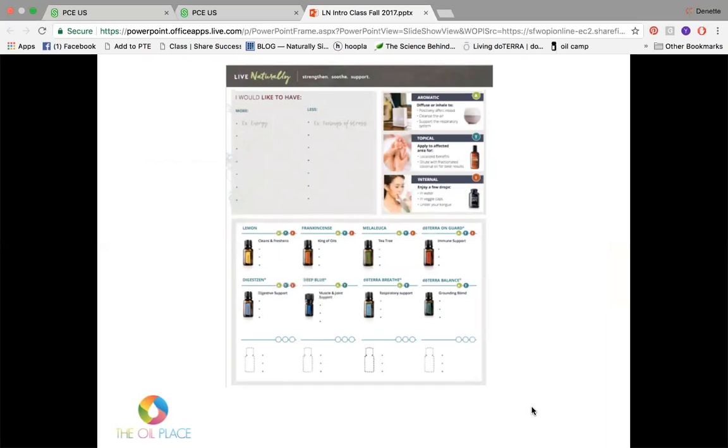So this is what we're going to cover. We're going to talk about what you would like to have more and less of. So for example, would you like to have more energy and less feelings of stress? We're going to talk about the 3 ways to use them, which is aromatic, topical, and internally. And then I'm going to go over 8, and then I have a couple more that I'm going to add in of the top oils.